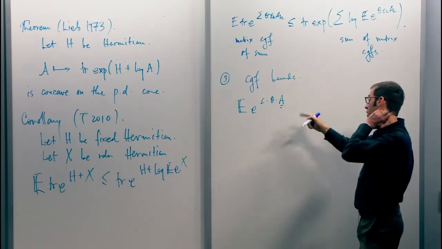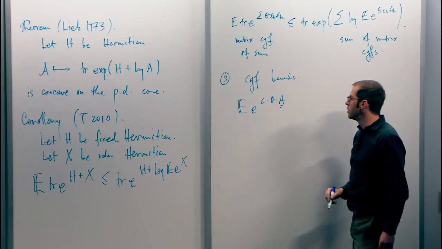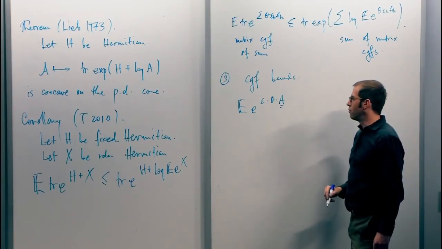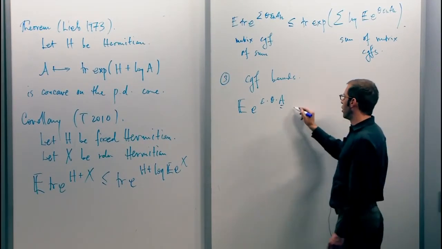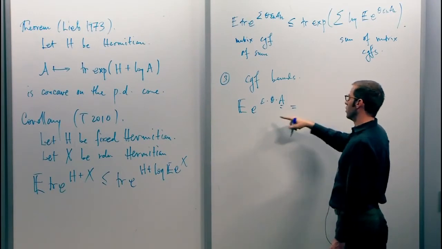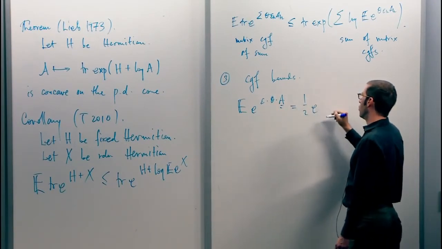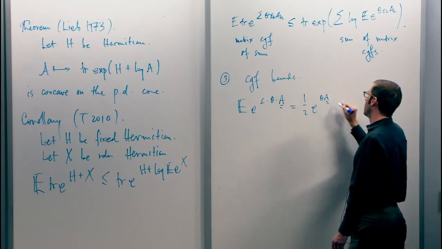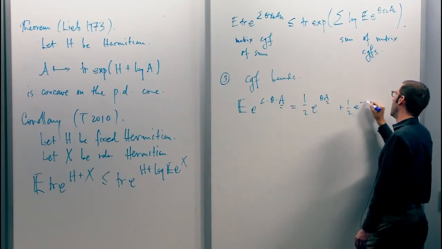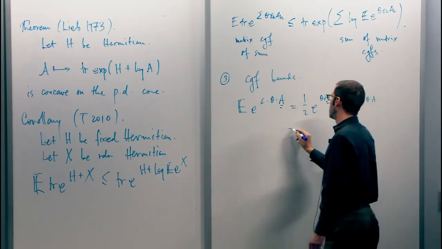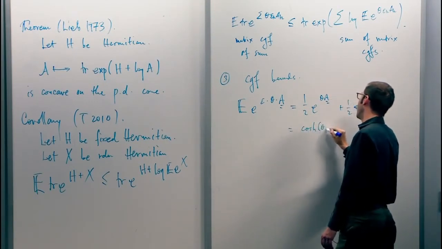So we've got a fixed matrix A, a number theta, and a Rademacher variable. So let's compute the expectation. Well, this takes values plus minus 1 with equal probability. So we get 1/2 e to the theta A plus 1/2 e to the minus theta A. This is also known as the hyperbolic cosine of theta A.